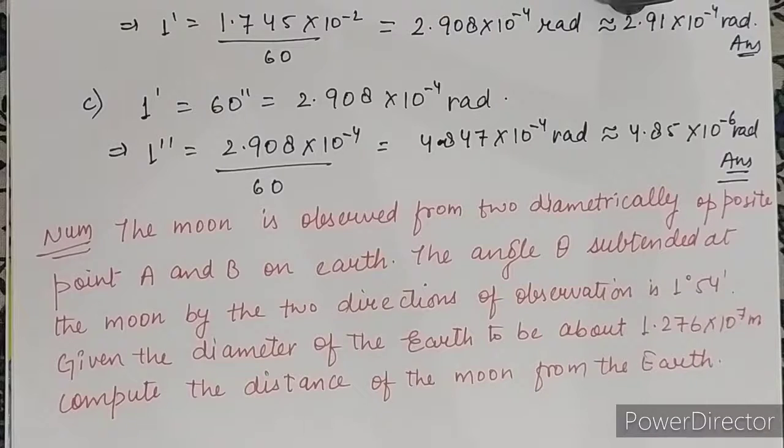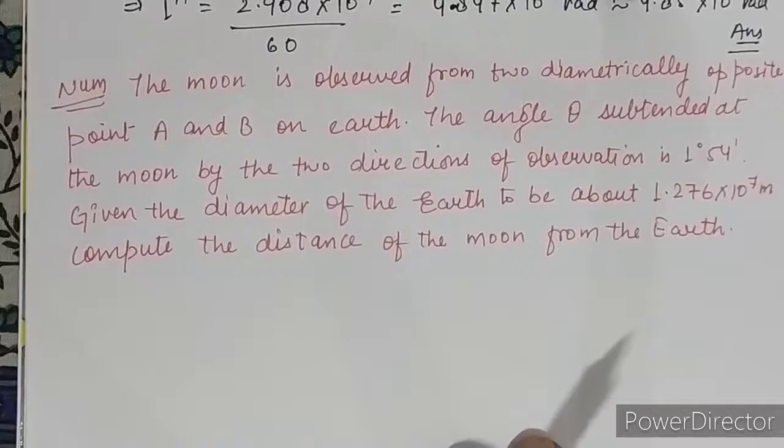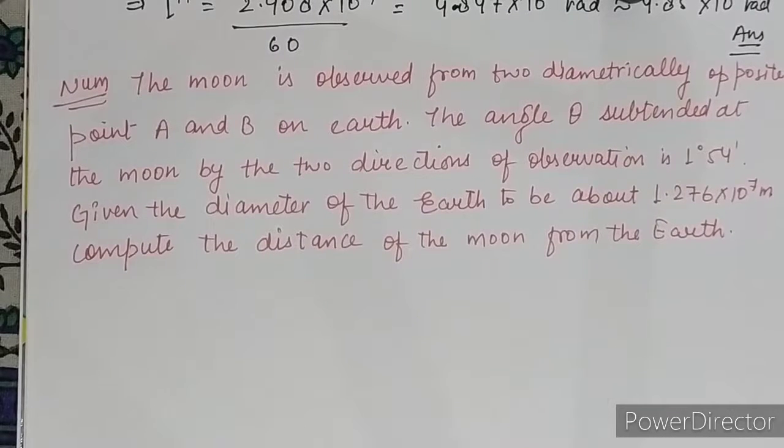So what do we have to compute? We have to compute the value of D. What is D, beta? The distance, as we discussed yesterday. D is equal to basis upon angle, b upon theta, arc upon angle. So here we have to calculate the value. Just have a look.